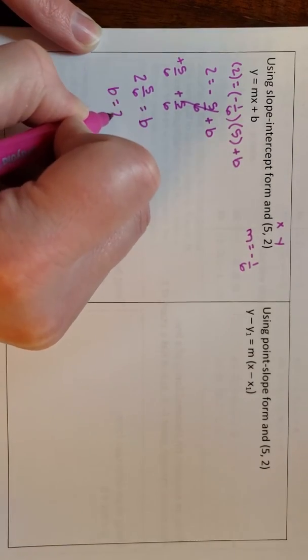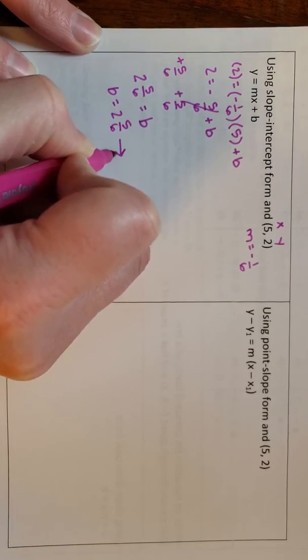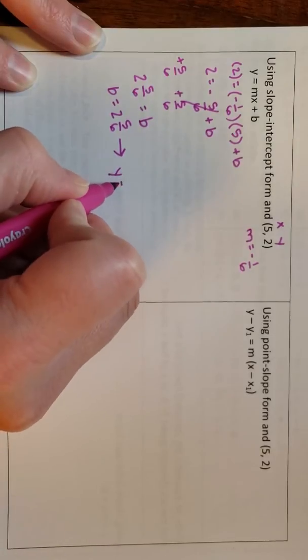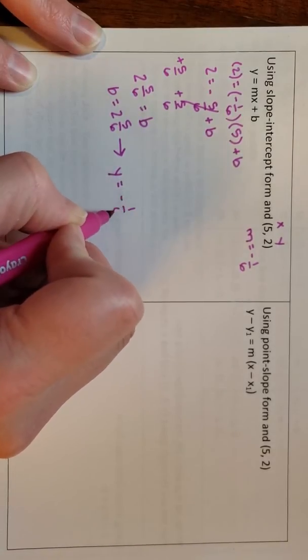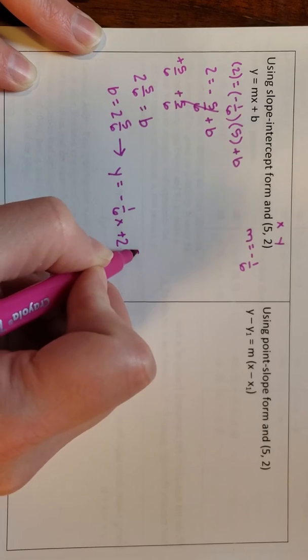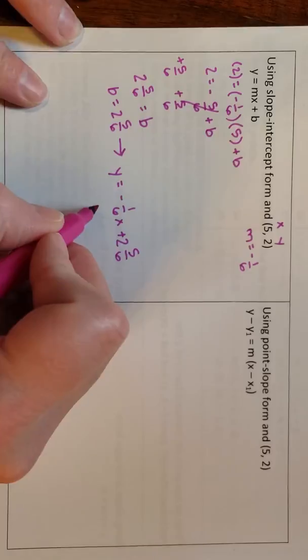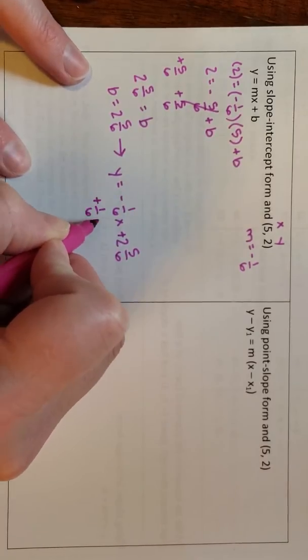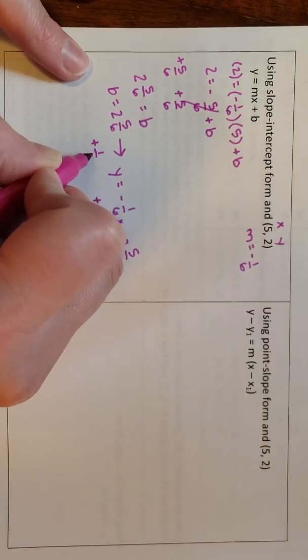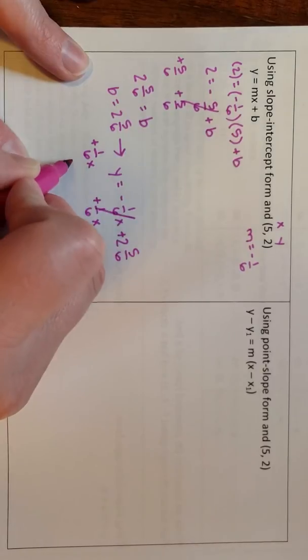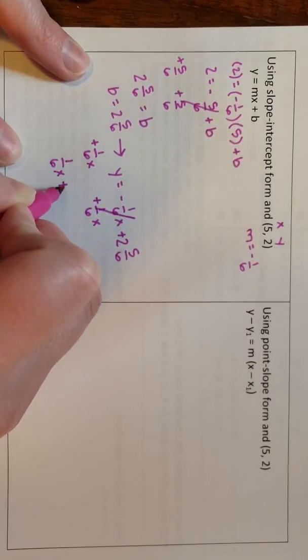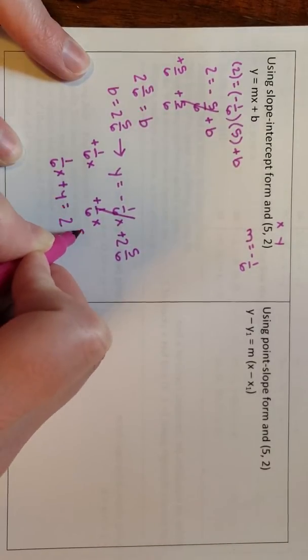b equals 2 and 5/6. So therefore our equation is y equals negative 1/6 x plus 2 and 5/6. Okay, but are we going for slope-intercept form? No, we want standard form. So let's move our x's over, add 1/6 x to both sides. So 1/6 of an x and y is 2 and 5/6.